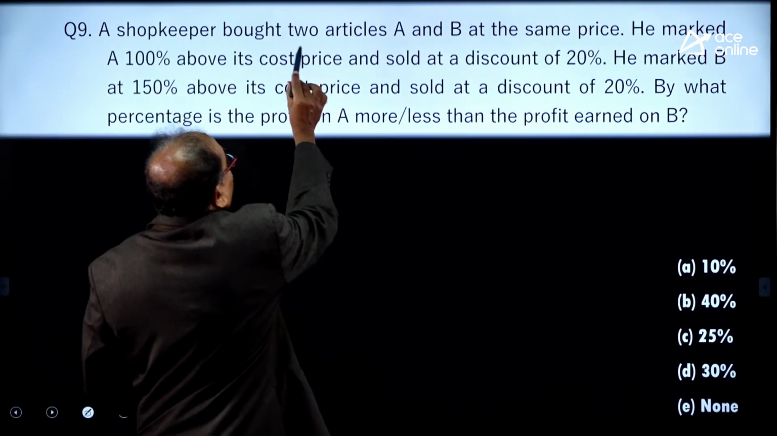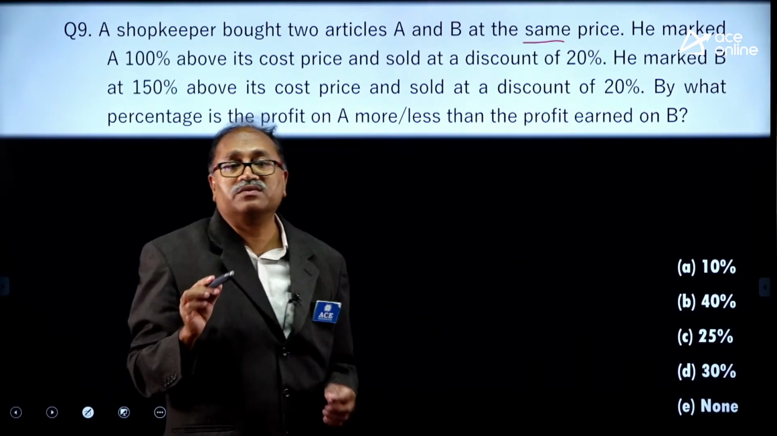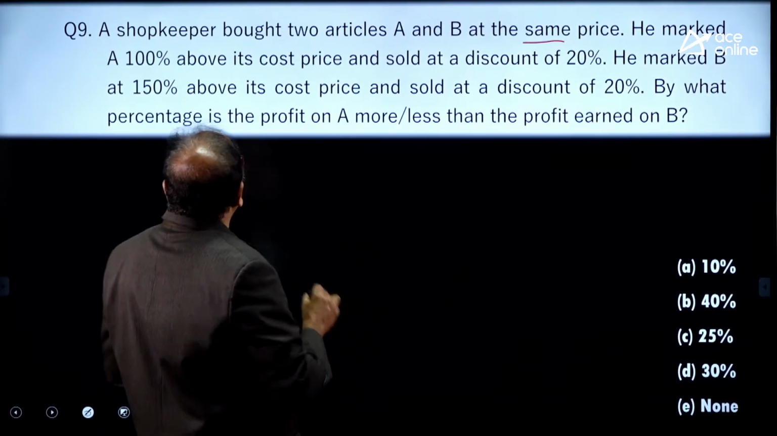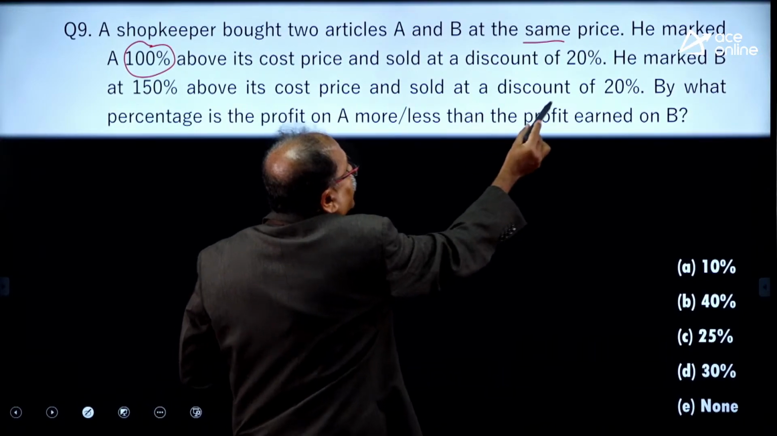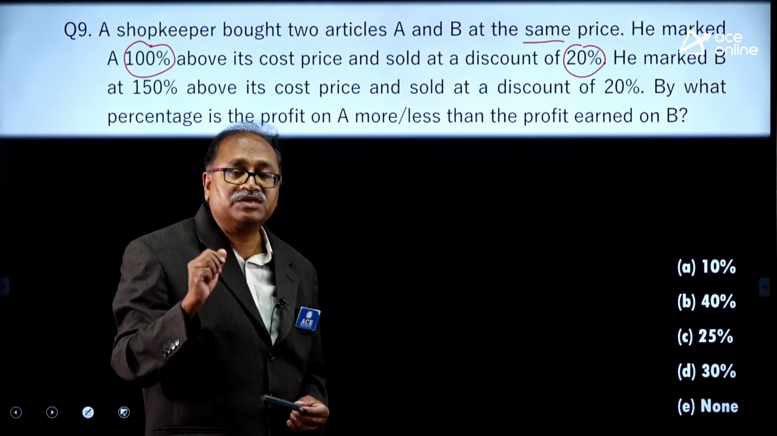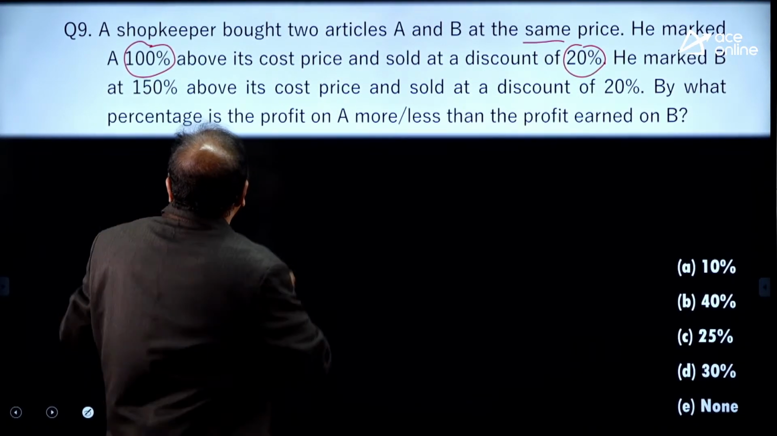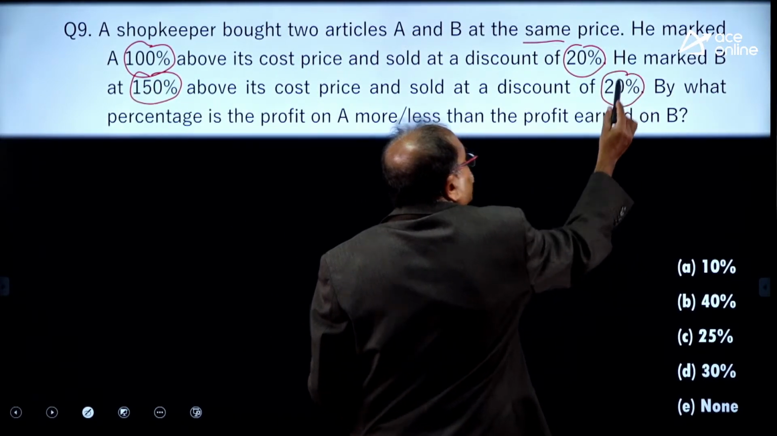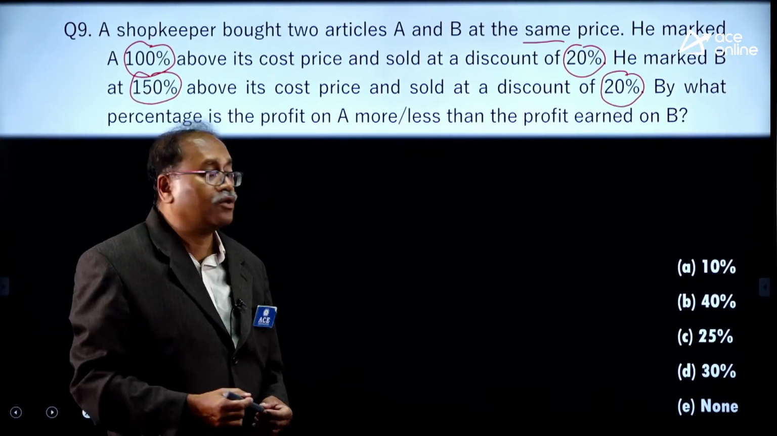A shopkeeper bought two articles A and B at the same price. So, this is the case when the cost price of the two articles is the same. He marks A 10% above its cost price and sold at a discount of 20%. Markup price is there, discount percentage is there, I can find out the profit percentage. He marked B at 150% above the cost price and offered a discount of 20%. I can also find out the profit percentage of B.